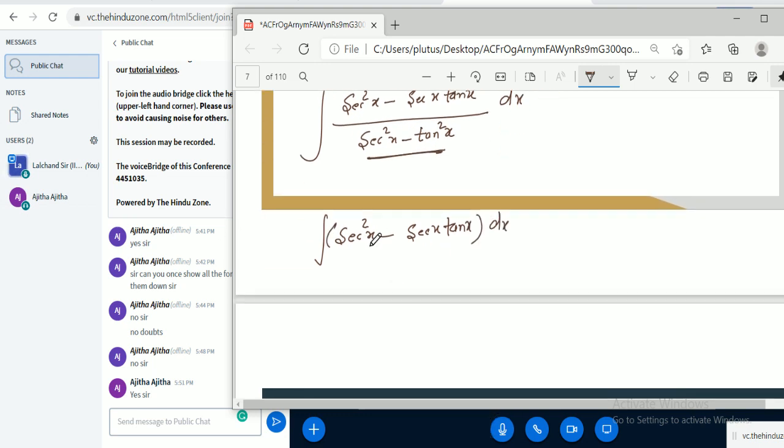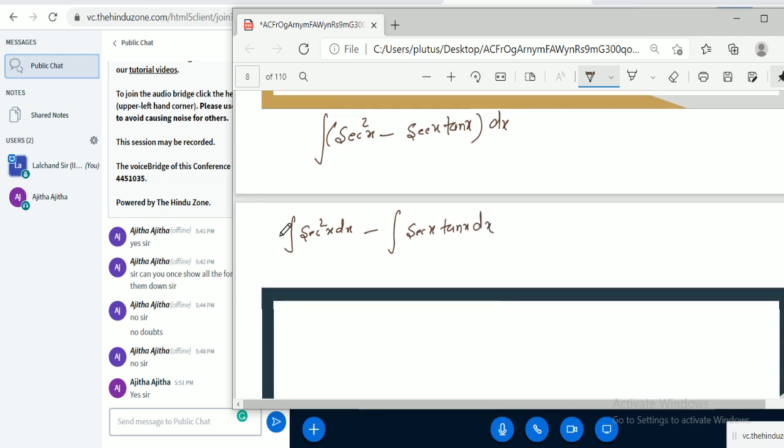Now if we break these two terms into separate integrals, sec square x into dx minus sec x into tan x into dx, okay? So what is the integral of sec square x? The integral of sec square x is tan x. And what is the integral of sec x into tan x? Simply sec x plus c. This is our final answer. Okay.